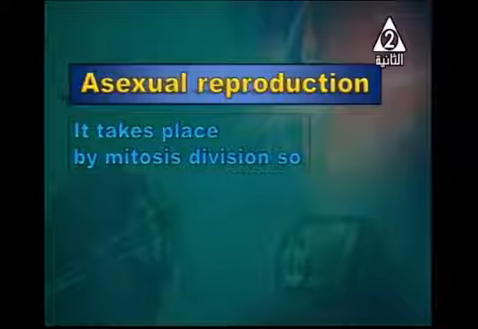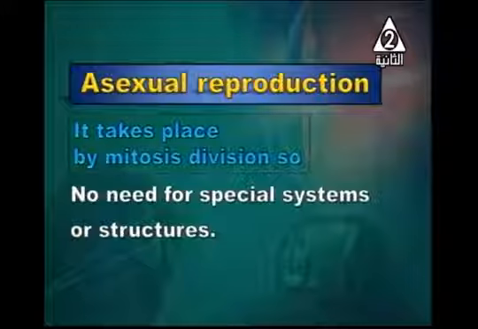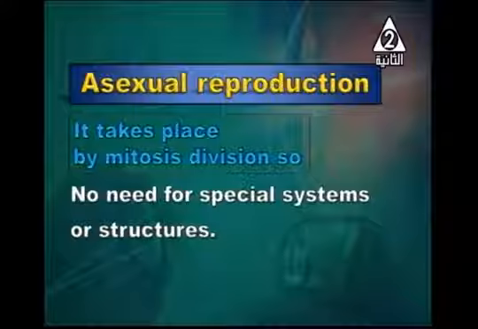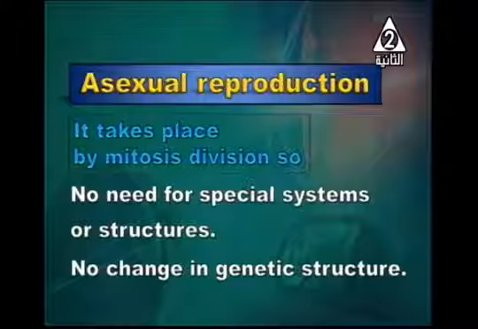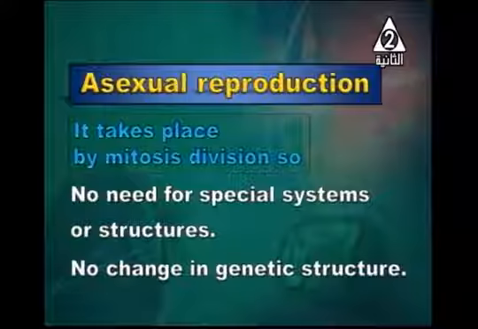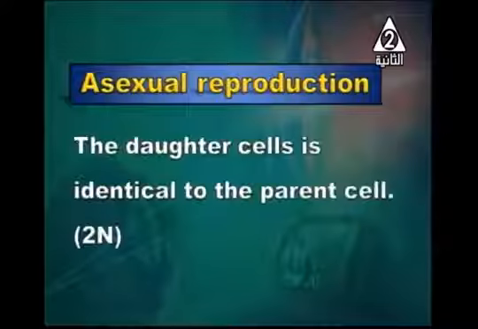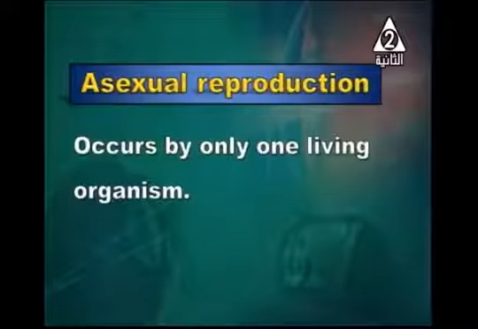The asexual reproduction takes place by mitotic division. So, there is no need for special systems or structures, and no change in the genetic structure, where the produced individual is a full copy and identical to the parent cell. The daughter cells are identical to the parent cell and contain 2N. The asexual reproduction occurs by only one living organism.